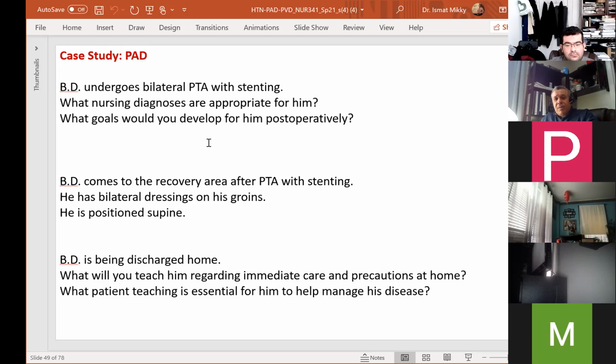So now, teaching plan. If you're going to design and develop a teaching plan for the patient regarding immediate care and precautions at home, what would you include? Things that are essential for patient teaching to be included as a plan for this patient, so they can manage this disease.